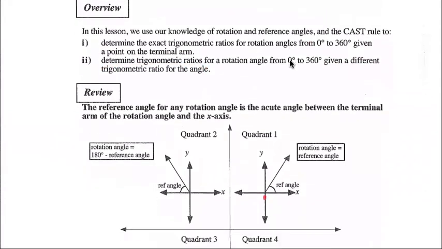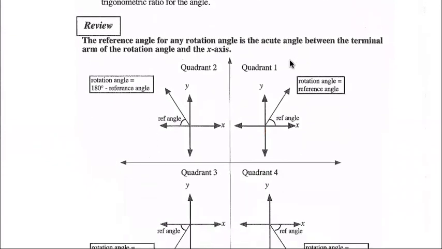So what have we learned? We've learned that there are 4 different quadrants in our coordinate grid. We know how to draw rotation angles, which start on our initial arm, which is always the positive x-axis, rotates through to the terminal arm, always, always, always. And then whatever is left over to the nearest x-axis, that is our reference angle.